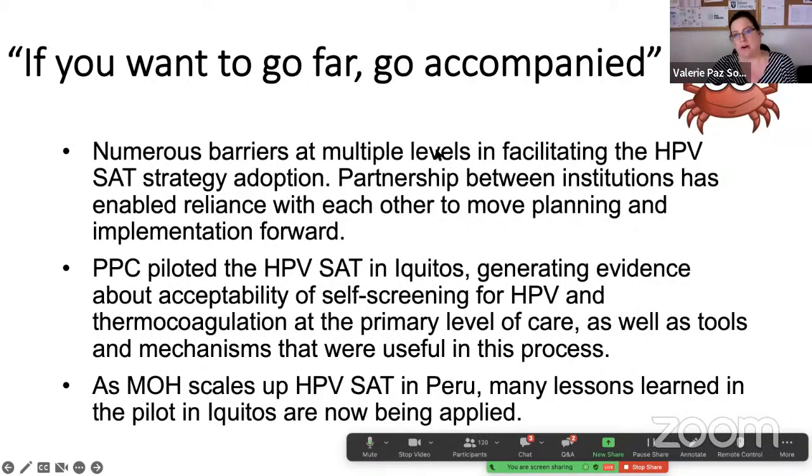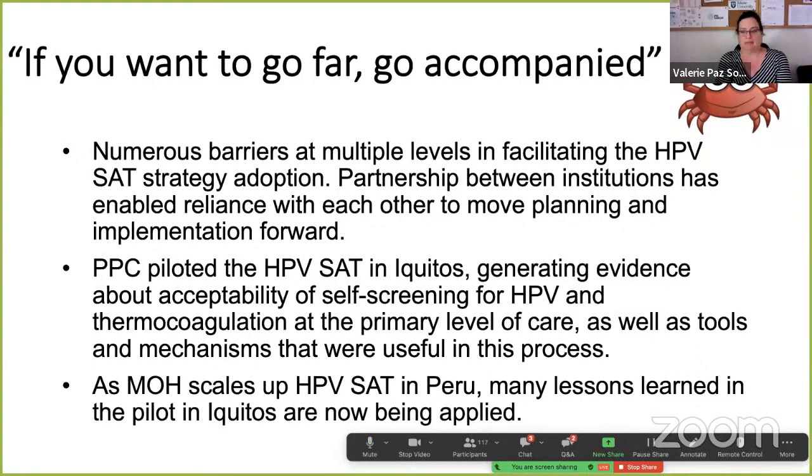We've had numerous barriers, and I know Peru is not the only country. We've had numerous barriers at multiple levels that have made facilitating this new strategy a problem. Partnership between institutions has enabled a reliance that has allowed, when one group was under the limelight, the Ministry of Health or the regional actors to keep working forward. When the Ministry of Health came to Loreto and said, you can't do it this way, they pushed back. They felt empowered. They had the knowledge. They felt that they knew what they were doing because they had been informed about literature and evidence.